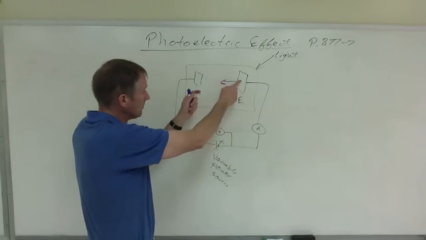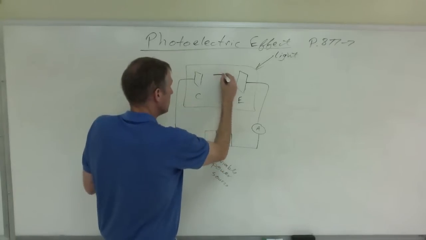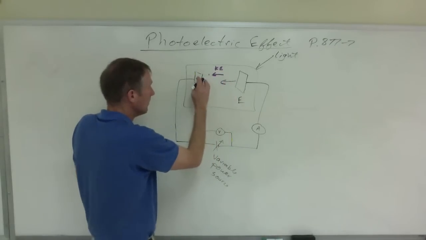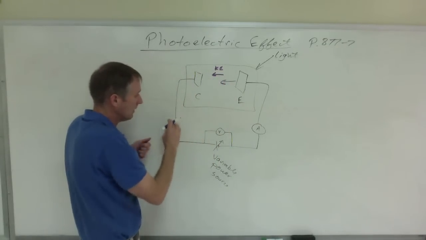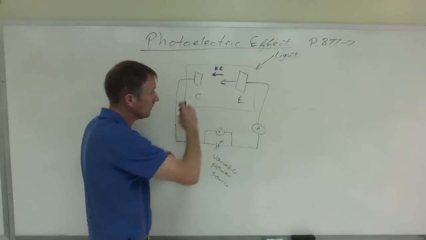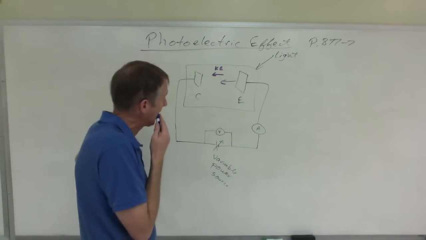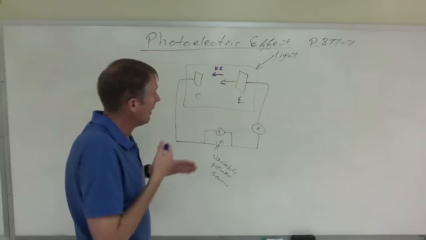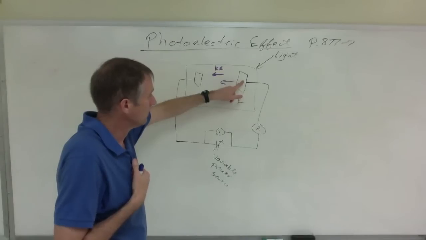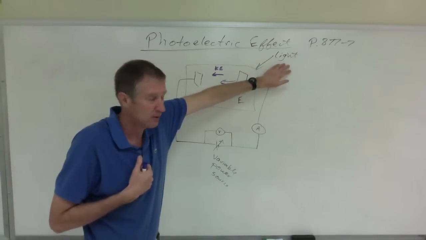So some of these start to leave, and some of them have kinetic energy, and they start traveling over here, and then they connect over here, and we start to record a current in the circuit. It's interesting, though, it doesn't always work. Some metals don't do this, and some frequencies of light don't do it.